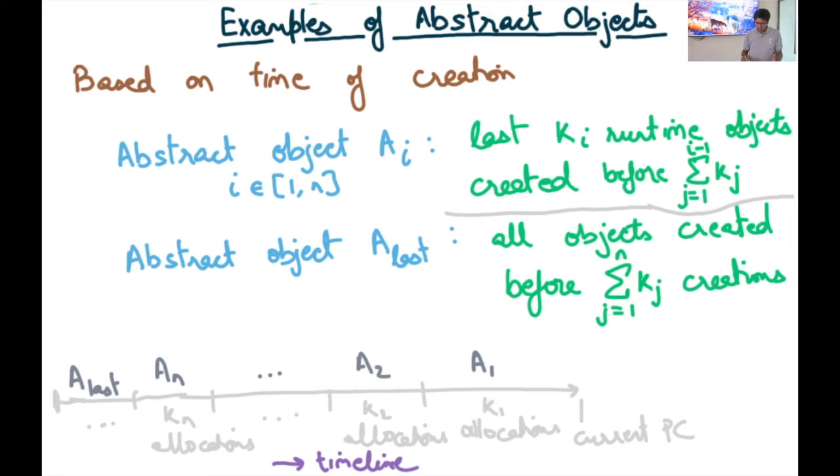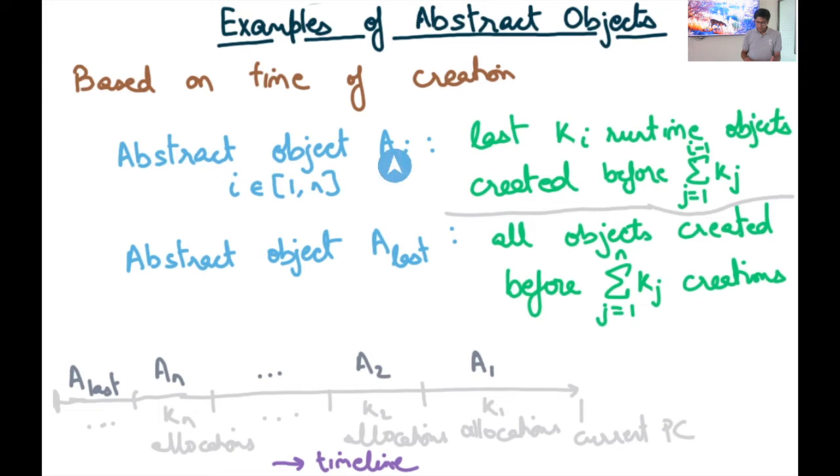And notice that K1, K2, K3, Kn are all finite numbers, but the total number of allocations may be unbounded. So we may say that all objects that were allocated before all these objects, the summation of K1 plus K2 plus K3 plus up to Kn, all the objects that were allocated before them, let's call them, have a single abstract object called A last. So in this scheme, all these abstract objects A1, A2, A3 represent a finite number of concrete runtime objects, but A last represents a potentially unbounded set of concrete runtime objects. And this is the mathematical meaning of each abstract object.